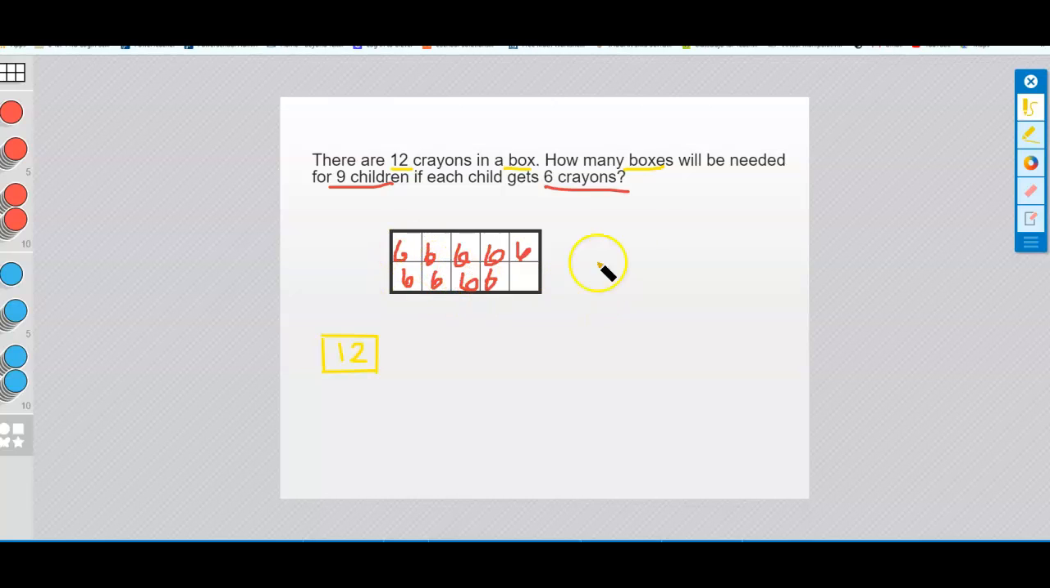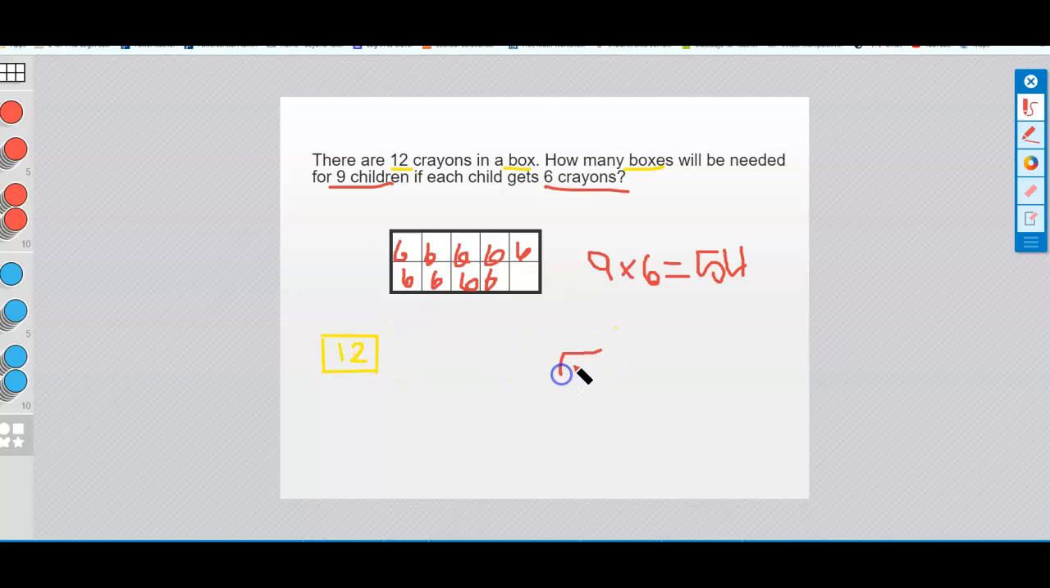I've created a visual aid here to help us see what's happening. Each box is 6 crayons and there are 9 children. We know that 9 times 6 is equal to 54. But that's only part of our answer. We need to know how many boxes of crayons will be needed if there's 12 crayons in a box.